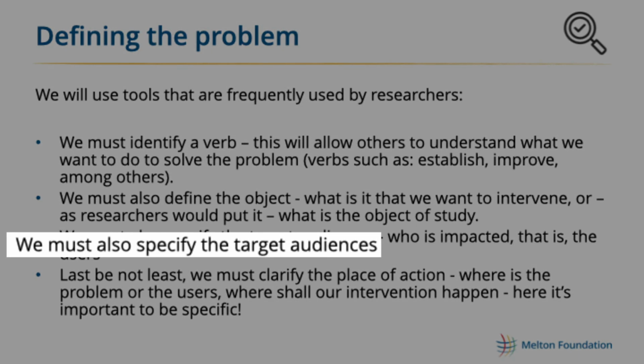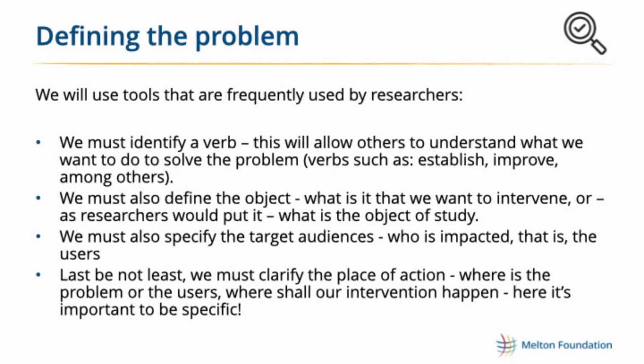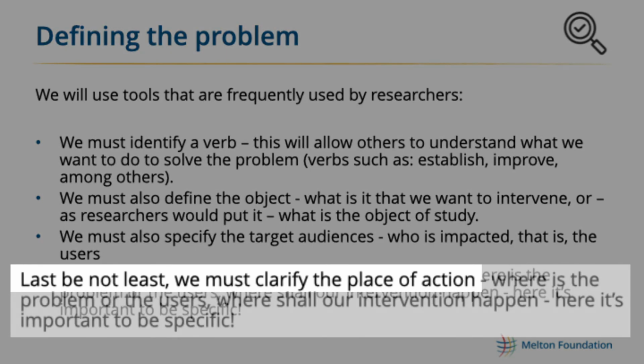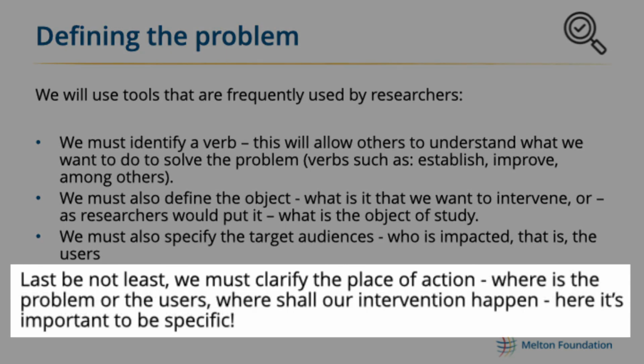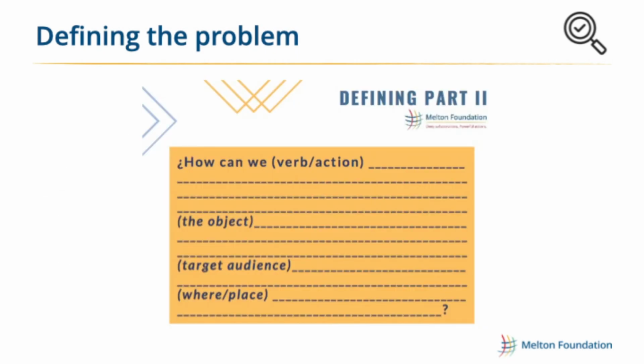We must also specify the target audience. Who is impacted? That is, the users. Last but not least, we must clarify the place of action. Where is the problem or the users? Where shall our intervention happen? Here it's important to be very specific. You can use the following tool to build a problem statement that uses the elements we pointed out earlier.